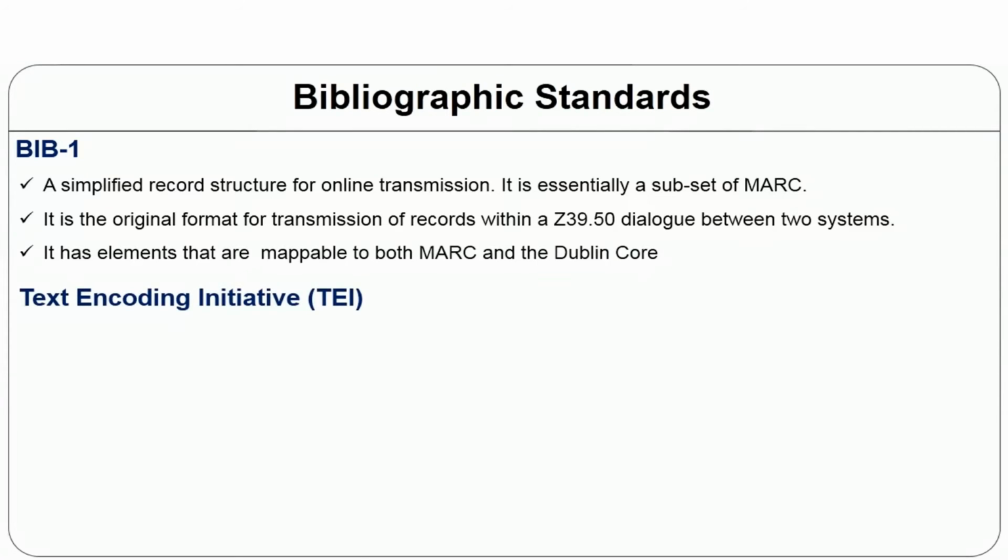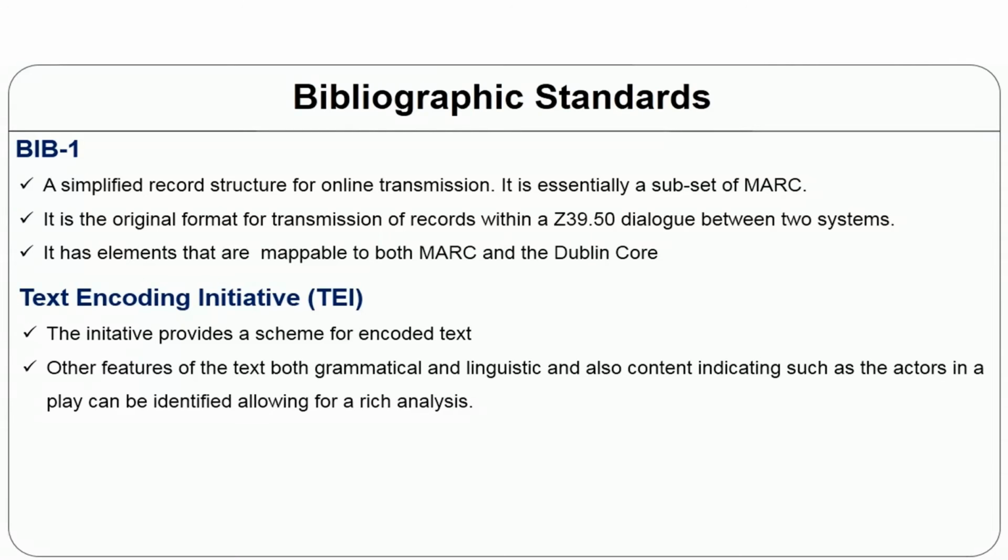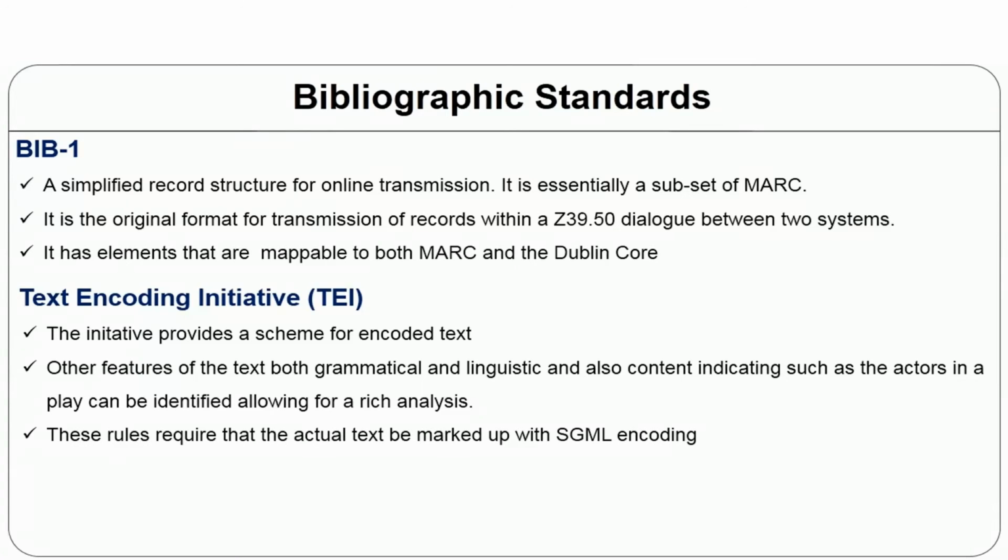And another one is called Text Encoding Initiative. It's an initiative that provides schemes of encoded texts. Texts are not sent in normal form. Other features of the text, both grammatical and linguistic, and also content indicating, such as the actors in a play, can be identified, allowing for a rich analysis. And these rules require that the actual text be marked up with the SGML encoding. So MARC, Dublin Core, Bib1, and TEI are the standards.